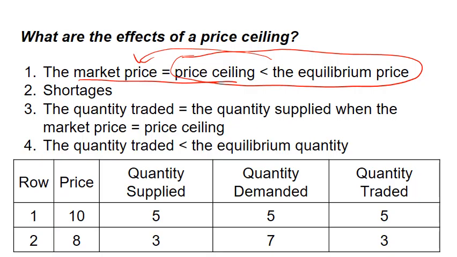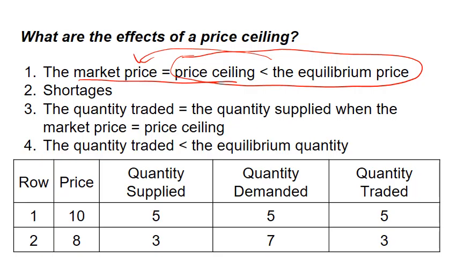Second effect, because of this, shortages occur and persist. Shortages occur when the market price is less than the equilibrium price. We just showed that the price ceiling is the market price when the ceiling is less than equilibrium. In the market system, the shortage would cause the market price to increase. However, the price ceiling prevents the market price from rising, therefore the shortage persists.